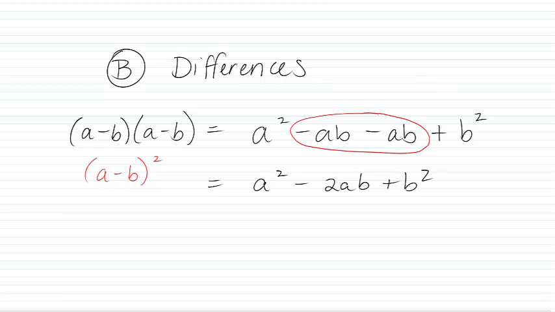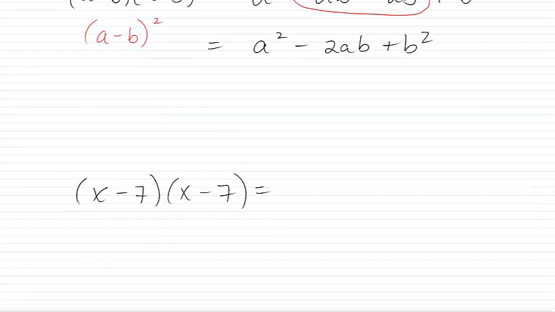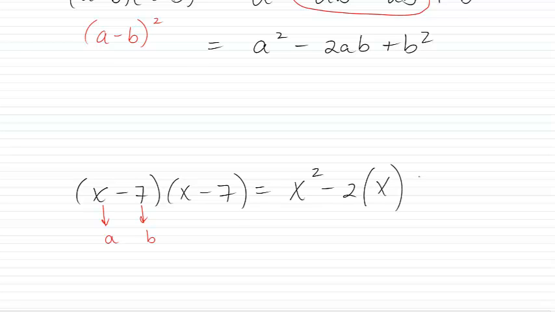Let's use this pattern on an example now. Which term is a and which term is b? You should identify, in this case, a is x and b is 7. So I'll have x squared minus 2 times x times 7 plus 7 squared. The negative sign in the x minus 7, you might be tempted to say b is negative 7, but that's taken care of in our formula. So you should just take the positive version. So we're going to have x squared minus 14x plus 49.